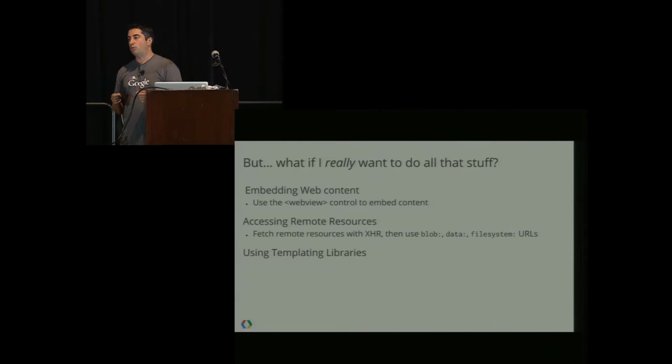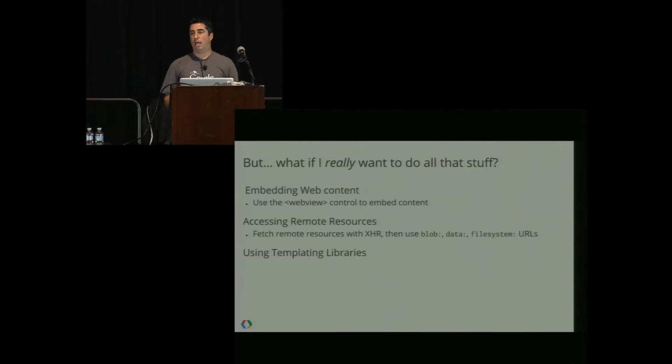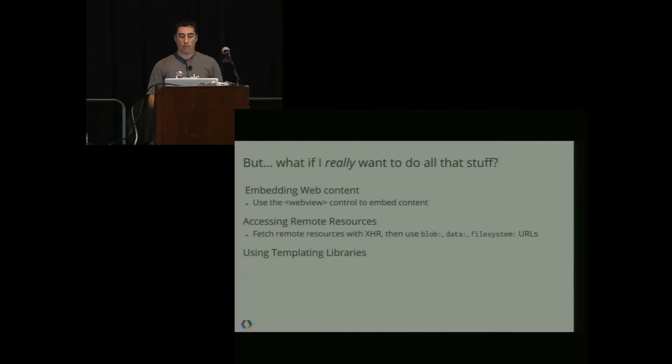So a common problem occurs when you want to use things like templating libraries, right? Because templating libraries do things like eval and new function all the time. So there's a couple of options you have here. Number one, you can use a library such as Handlebars, for example, that lets you precompile your templates, right? That gets you out of the situation of having to use eval or a new function.